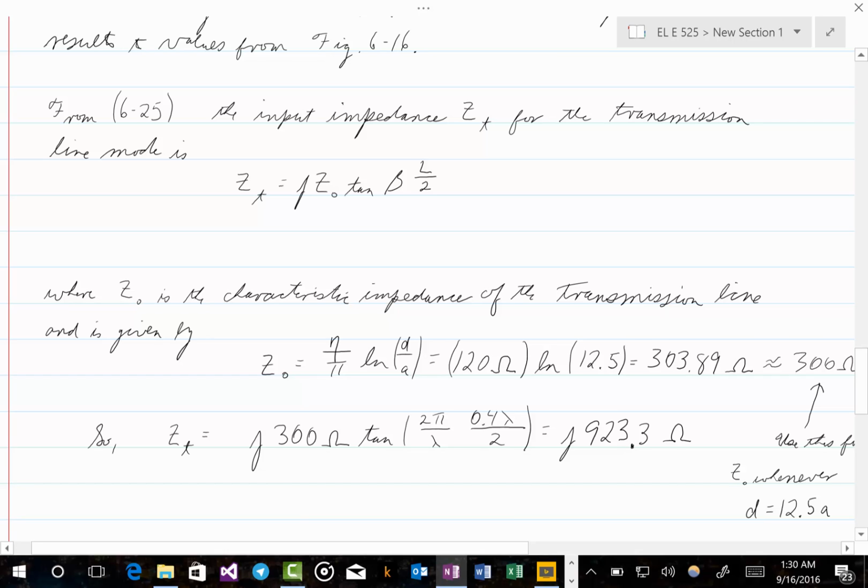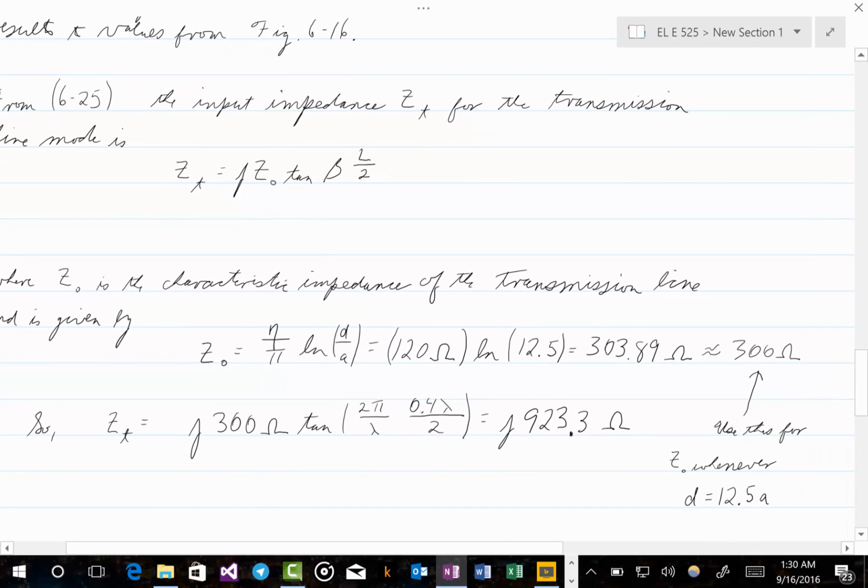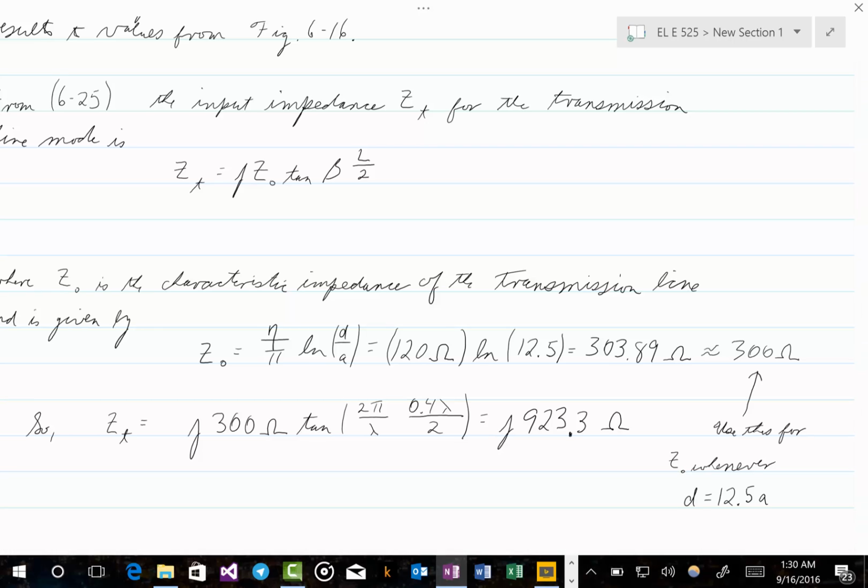And then log of D over a, since D is 12.5a, that just gives us log of 12.5. And if we do this calculation, we get 303.89 ohms. And your book, for the case when D over a is 12.5, as it is in this case, is just rounding this 303.89 ohms down to 300 ohms. So since your book is doing that in several cases, we'll do that for this problem as well.